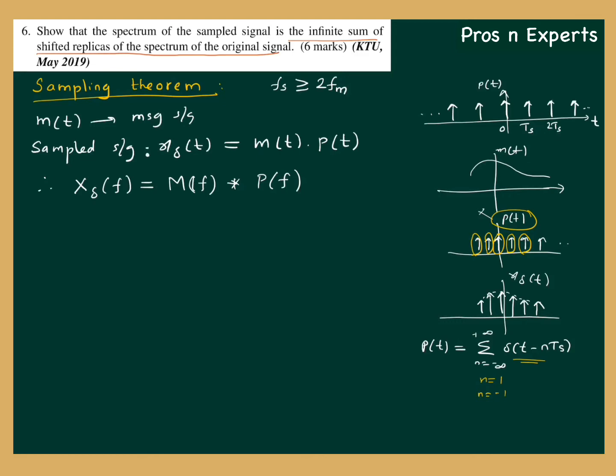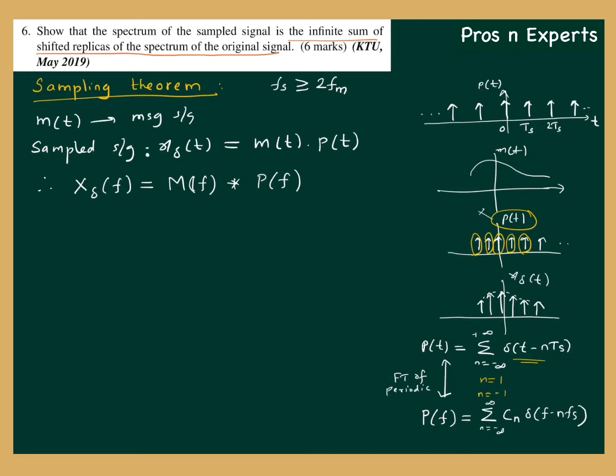Now you have to take care that you just learn this. P of f is equal to the sum of cn into del of f minus nfs. This is how you find the Fourier transform of a periodic signal. Normally the Fourier transform is for a non-periodic signal, but we can find the Fourier transform of a periodic signal by this format. So P of f is equal to the sum over n equal to minus infinity of cn del of f minus nfs.